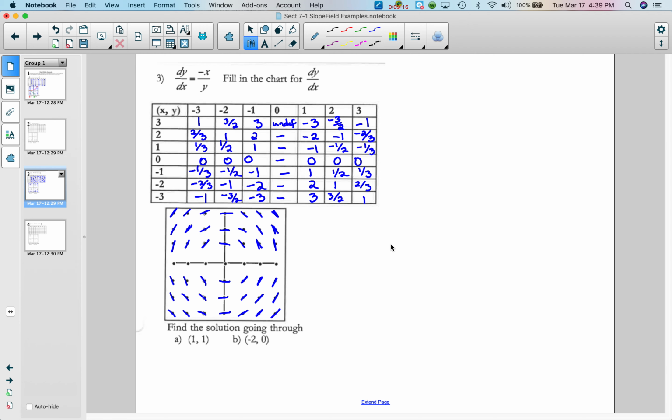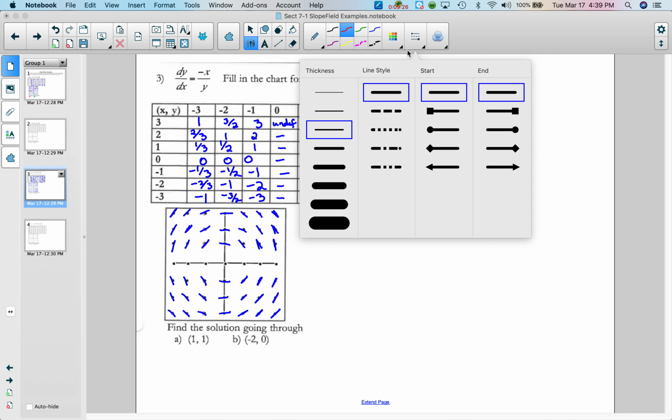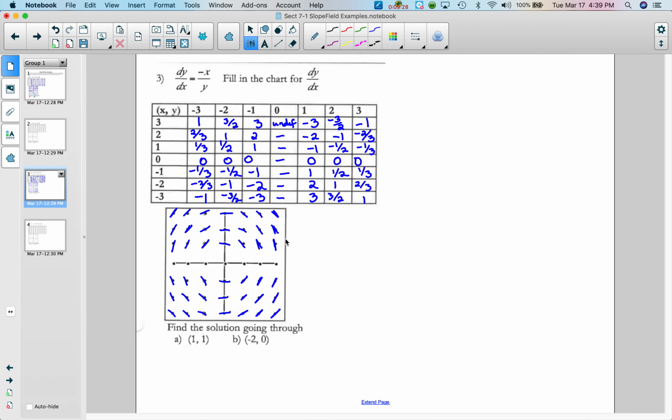Okay, so there we have it. If you take a look at this, hopefully you see that this appears to be some kind of circle. So when we take a look at this first one, the (1, 1), you find the point (1, 1), and then you envision what this circle would be like. Okay, so going through that direction.